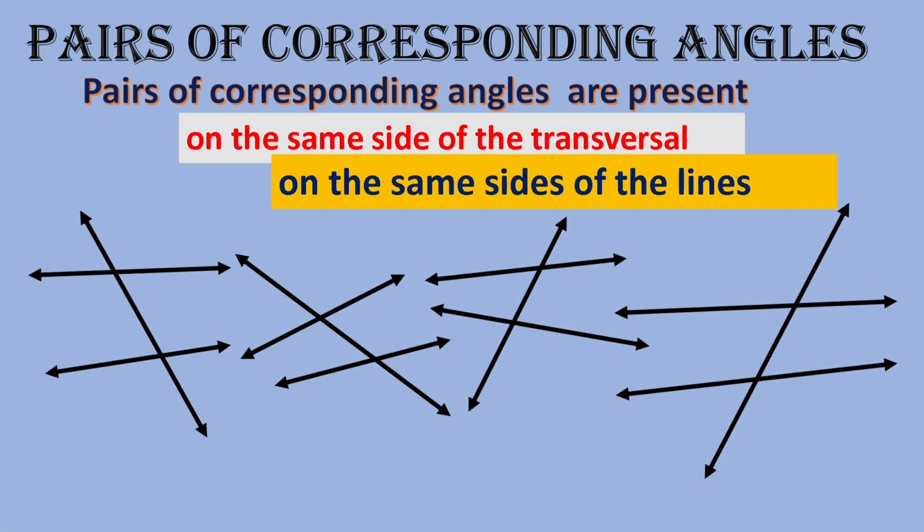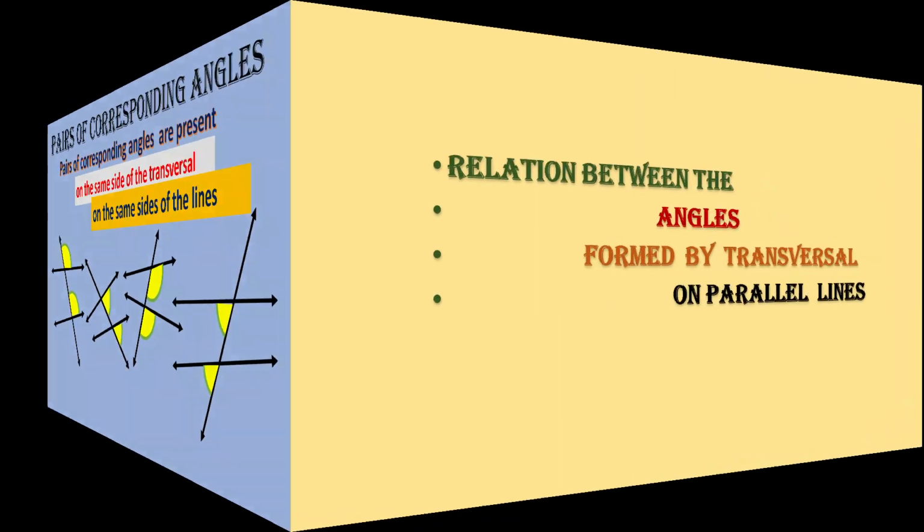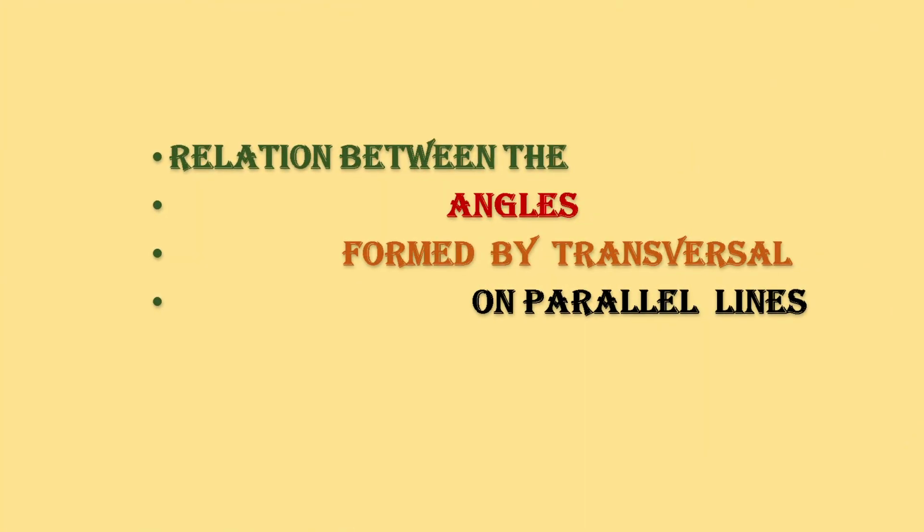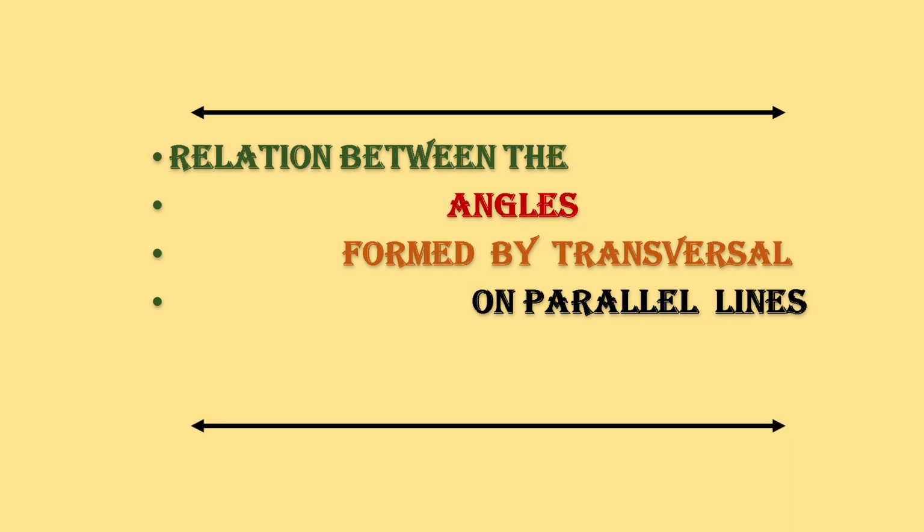Now corresponding angles. Which are the corresponding angles? Corresponding angles must be present on the same side of the transversal and also on the same side of the line, or we can say in the same position on those lines. So these are the pairs of corresponding angles. Now if those lines are parallel, that is, a transversal is intersecting a pair of parallel lines, then what about the angles formed between them? Let's learn.